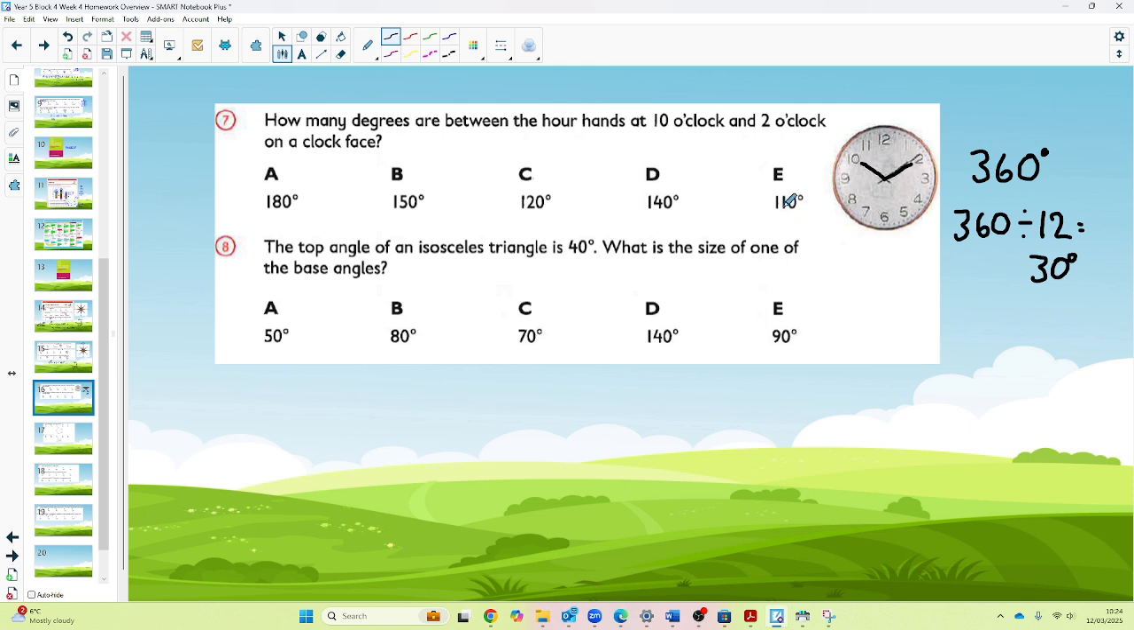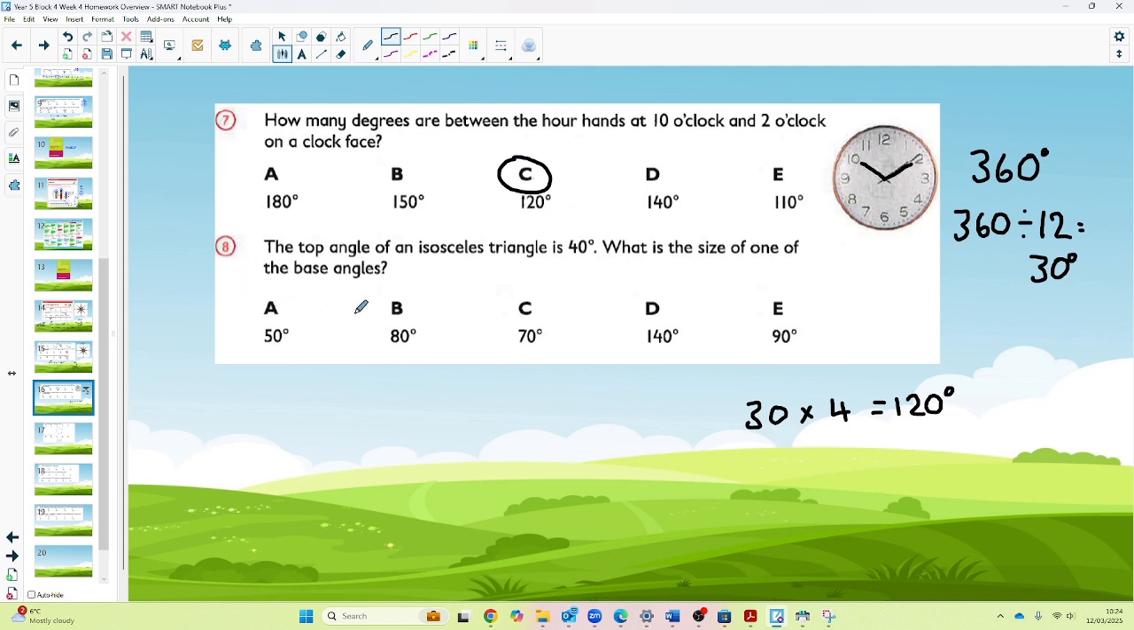So to help me get the answer here, I can say that there are 4 equal spaces between 10 o'clock and 2 o'clock moving clockwise. Therefore, to get the answer, we're going to do 30 multiplied by 4, which gives us 120 degrees. So the answer is C.